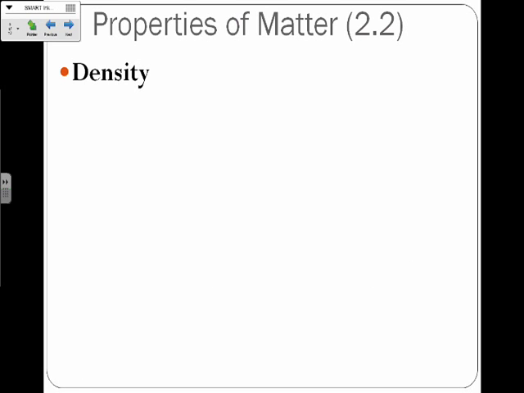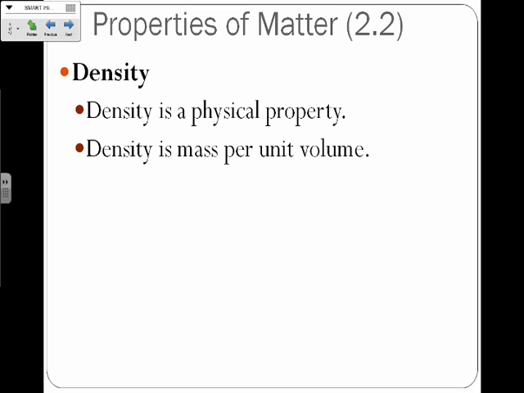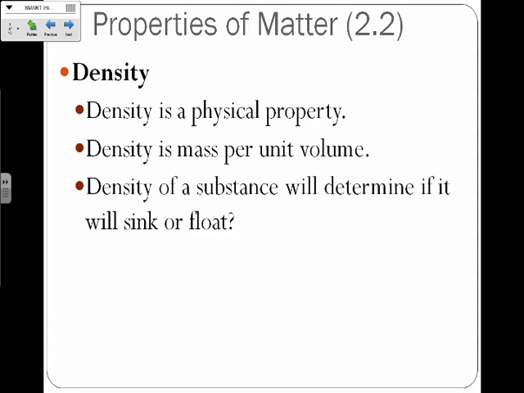Density is a physical property. You need to make sure that you know these. On the test, you're going to be given an example, for instance, density, and be asked, is this a physical property or is it a chemical property? And you need to remember that it's a physical property. Density is the mass of something per unit volume.